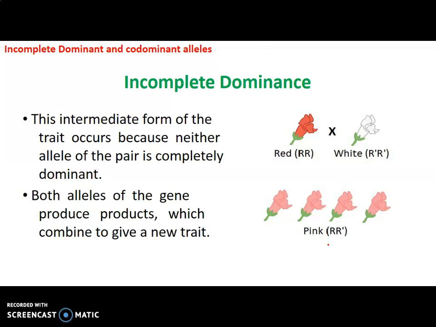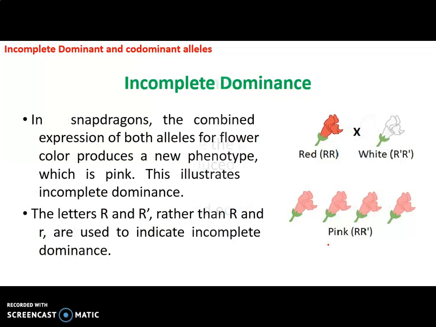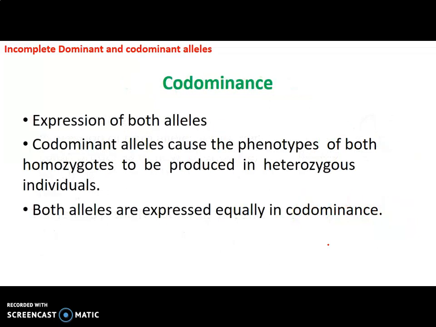Both alleles of the genes produce a combined trait. Both of them combine together and produce a unified trait. This is how incomplete dominance occurs, the outcome of incomplete dominance. Now, in codominance, you have expression of both genes. Both genes are expressed. In codominant alleles, the phenotypes of both homozygotes are produced in heterozygote individuals. Both alleles are expressed equally in codominance.